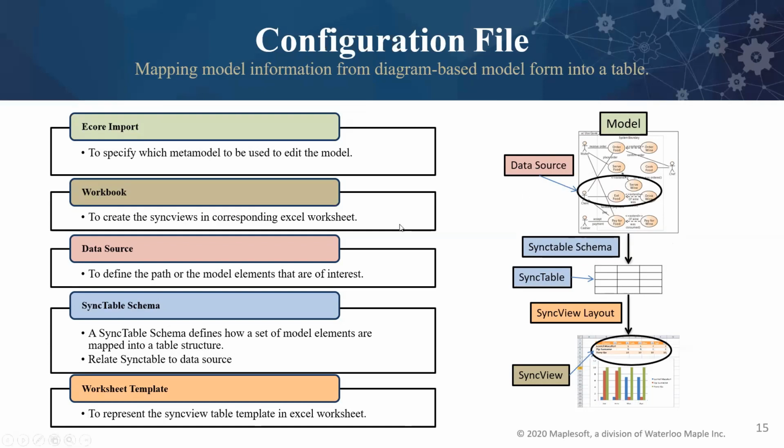This way, I expose only a part of the model to the user in MapleMVC and not the whole model. The fourth section is the sync table schema. This is the main section, or the body, of the configuration file, because this is where I tell it which model elements I'm going to work with, what information of the model element I want to display in the table, and how it will be displayed. That's what the sync table schema is.